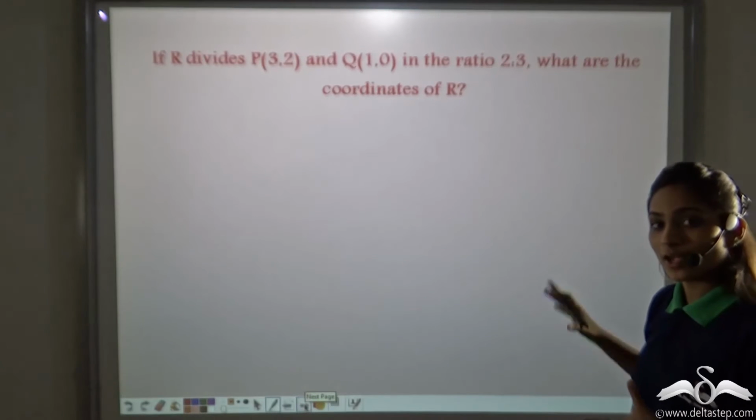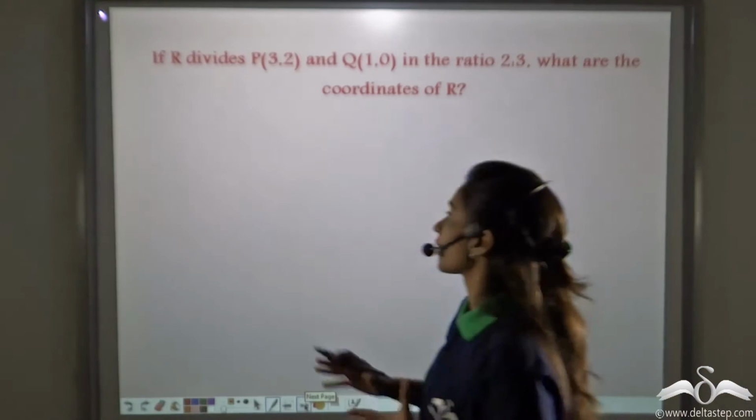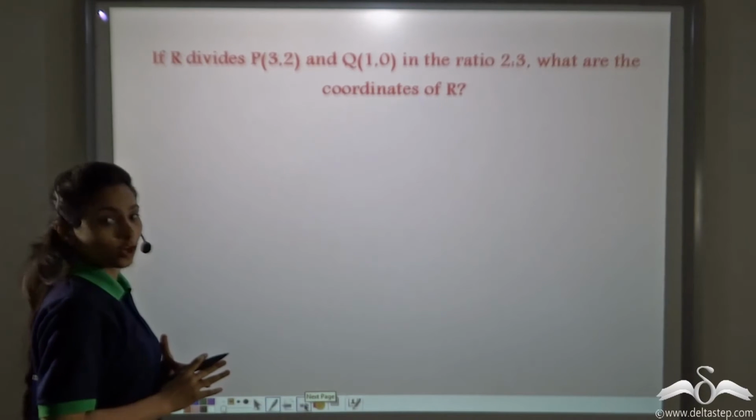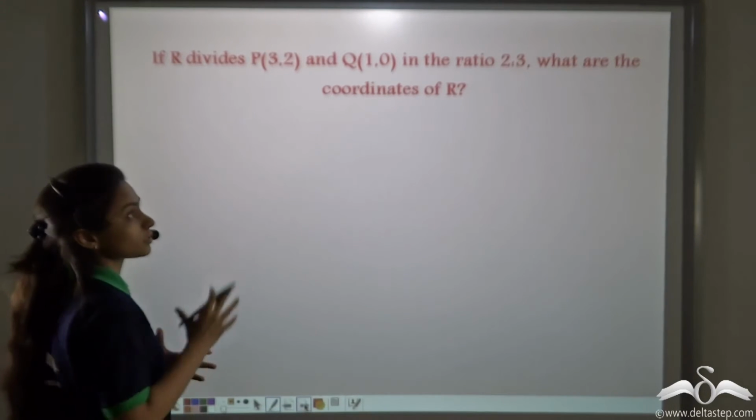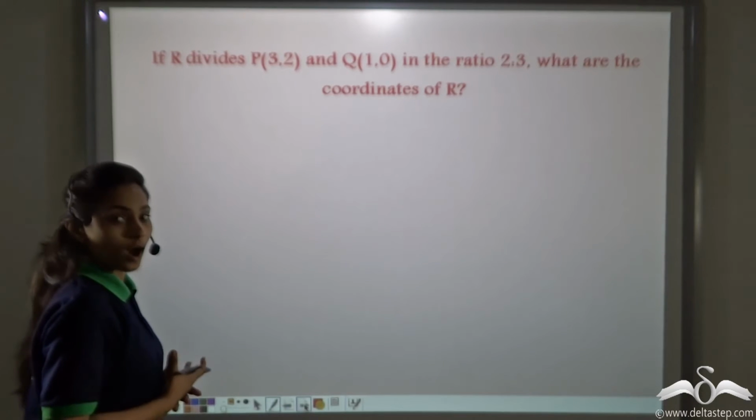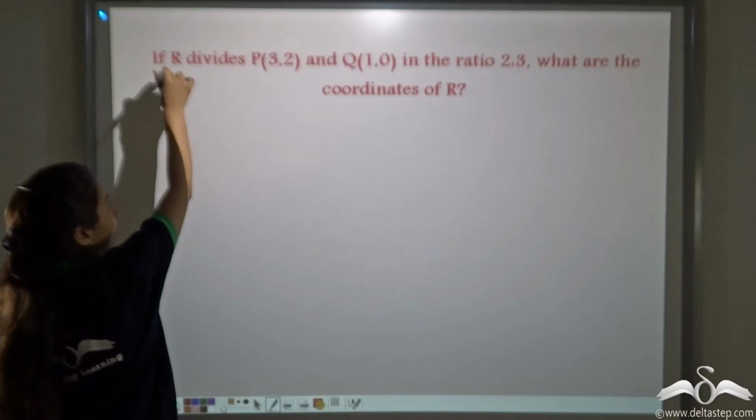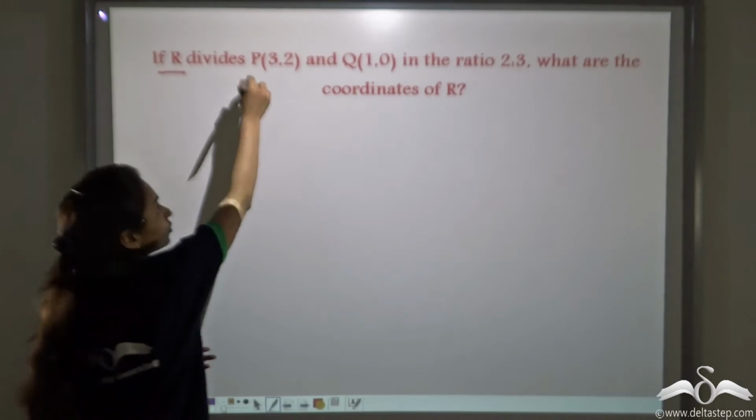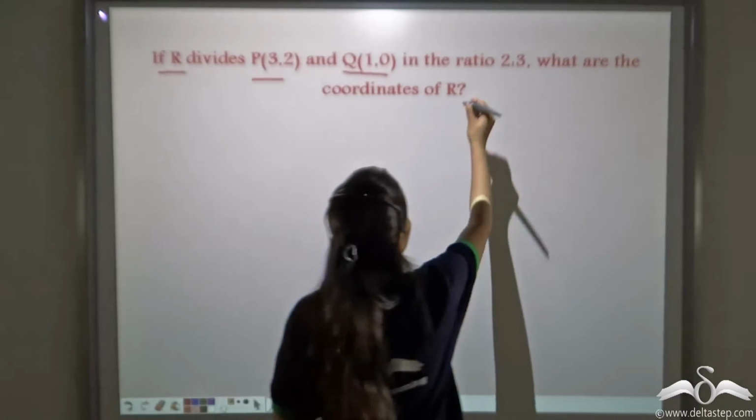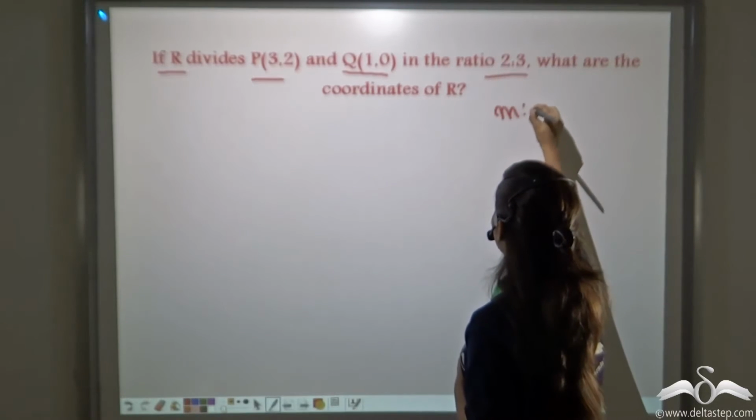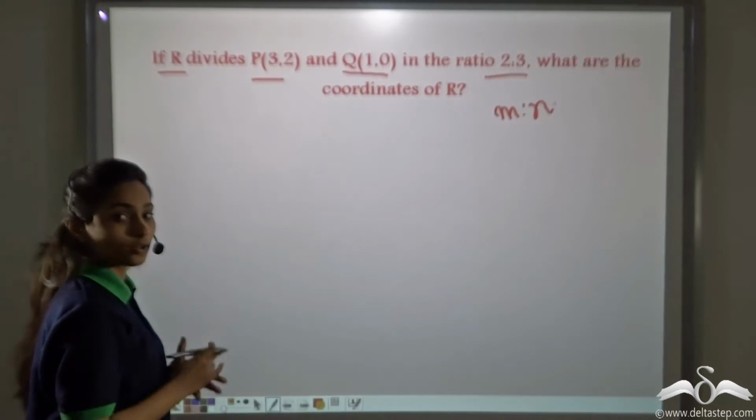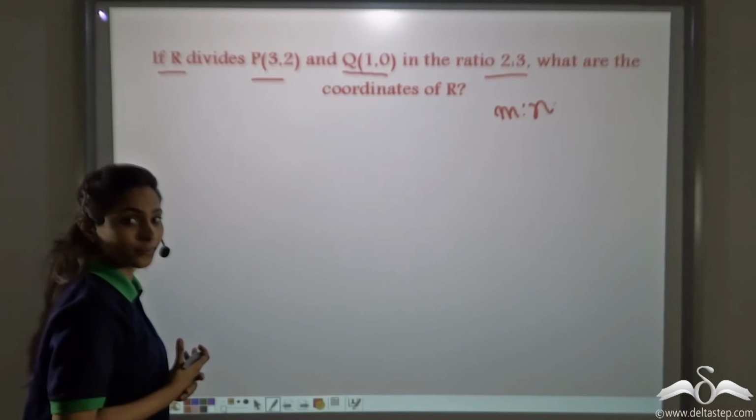Now let us use that formula in sums. Take this example. If R divides P, that is (3, 2), and Q, (1, 0), in the ratio 2:3, what are the coordinates of R? So this R is the unknown object and P and Q, their coordinates are already given. Now you are also given the ratio, that is m:n. Now you just have to find out the coordinates of R, that is the unknown object. Can you do it yourself?